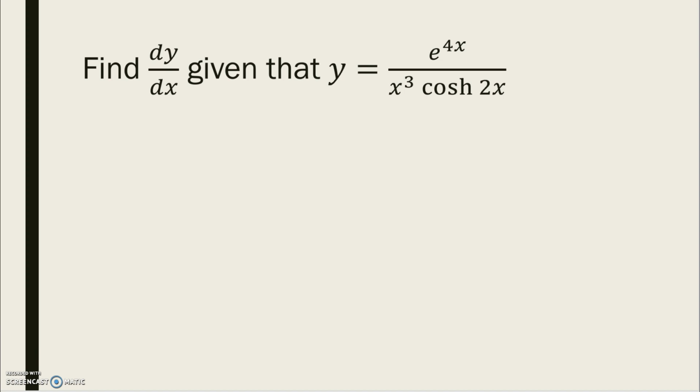Okay, we could use a mixture of the quotient rule and the product rule, but it's so much easier if we just take the natural log of each side. Remembering we've got division, so it's subtraction. And remembering that the second one is also subtraction.